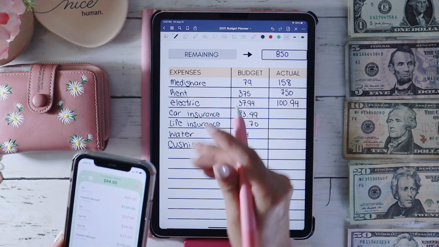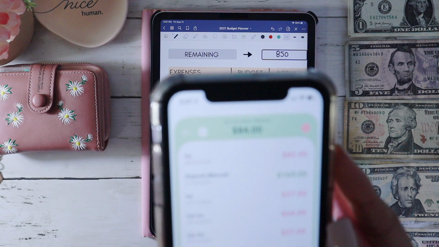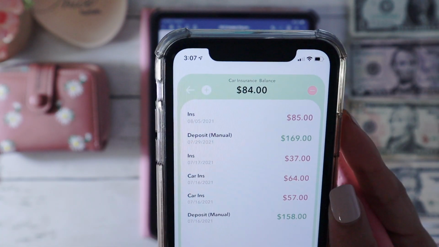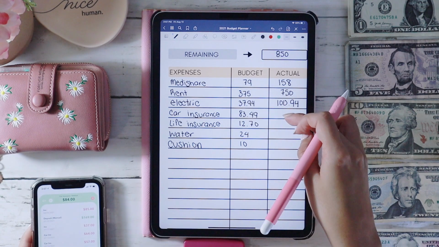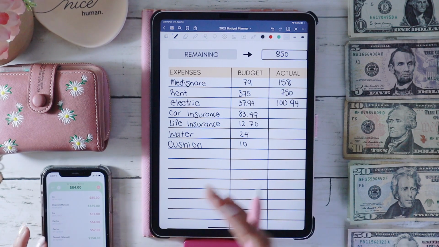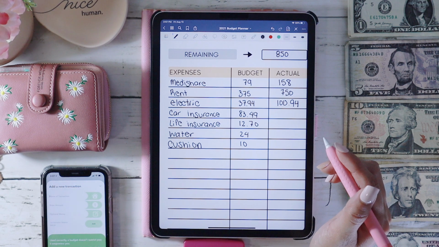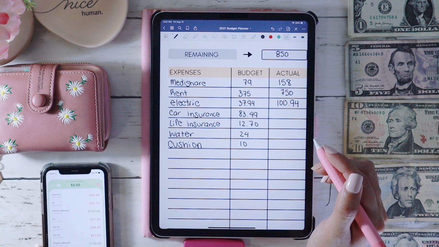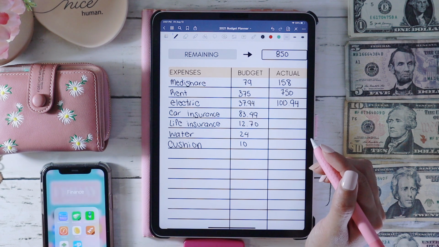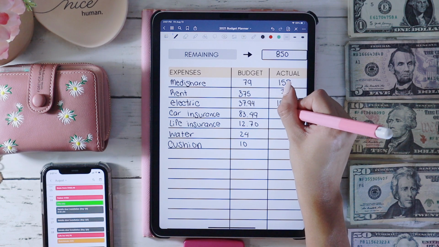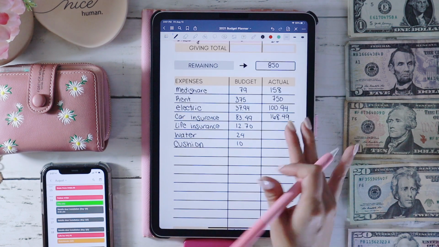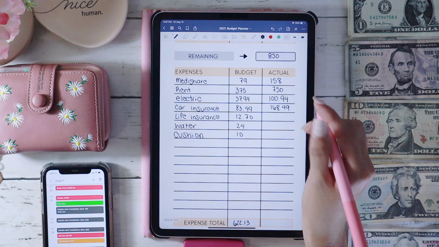Now is our car insurance, and it's $83.49. On my app, it shows $84 as the remaining amount. Again, it doesn't account for cents, so we did budget for the full insurance amount. So we're good with the insurance now. And insurance came out to be $168.49. And so we have the full amount set there.